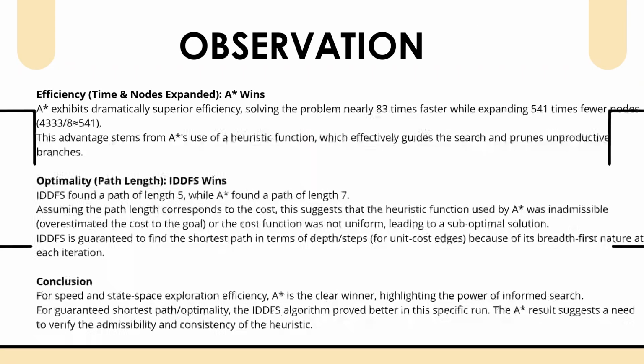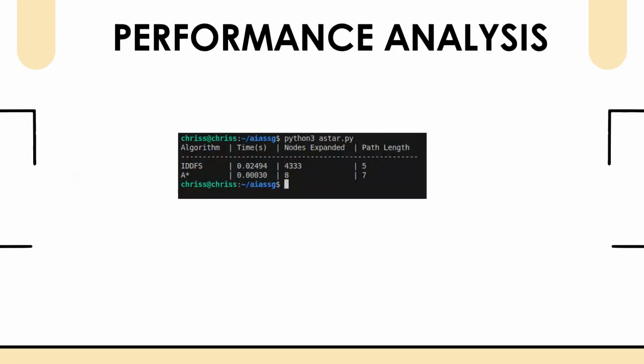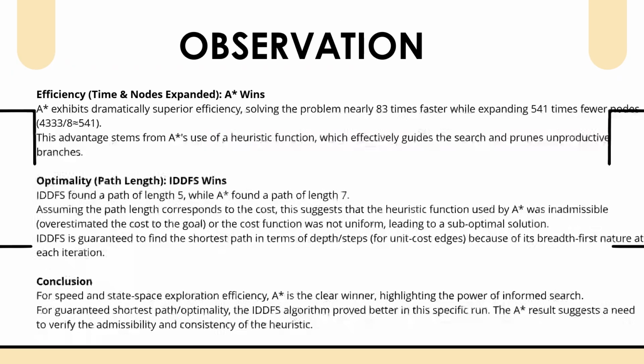The observation slide is the interpretation of this performance analysis. This is in terms of numbers. This is in terms of the inference we get from these numbers. This advantage stems from A-star's use of a heuristic function which effectively guides the search and prunes unproductive branches.